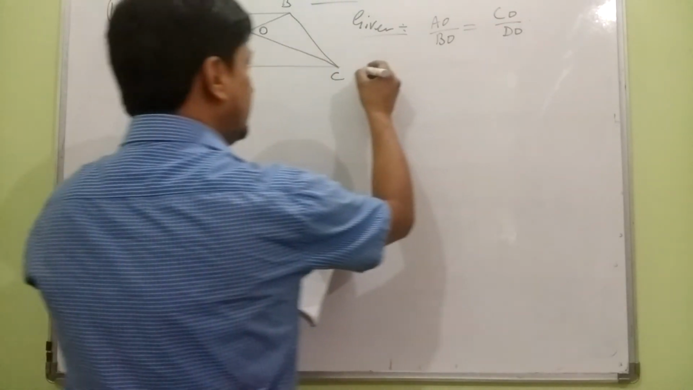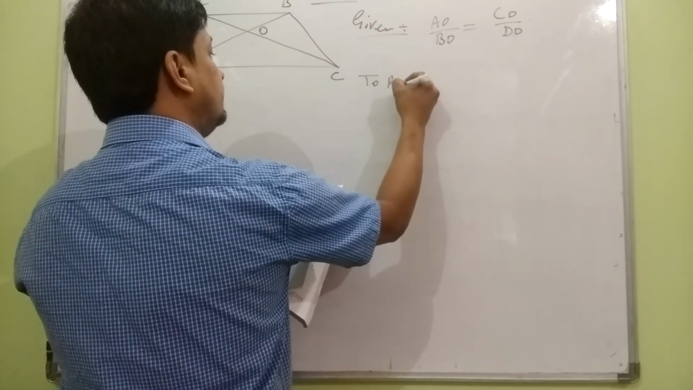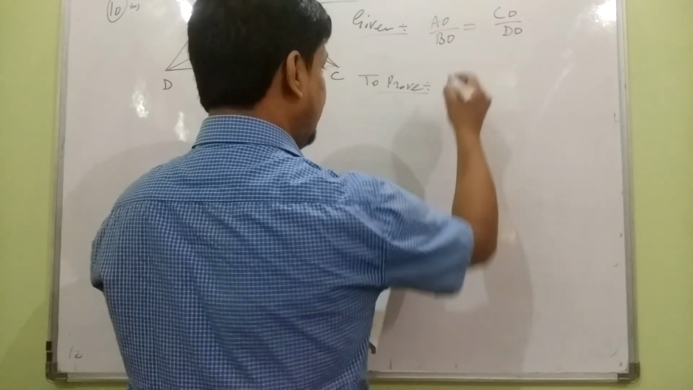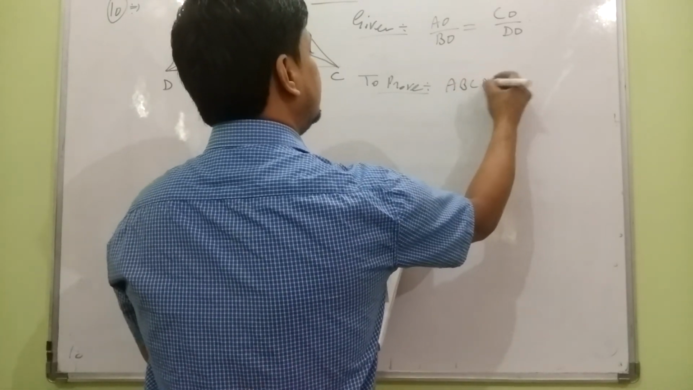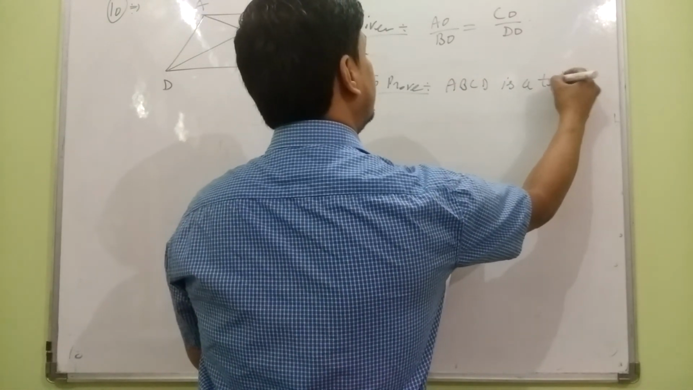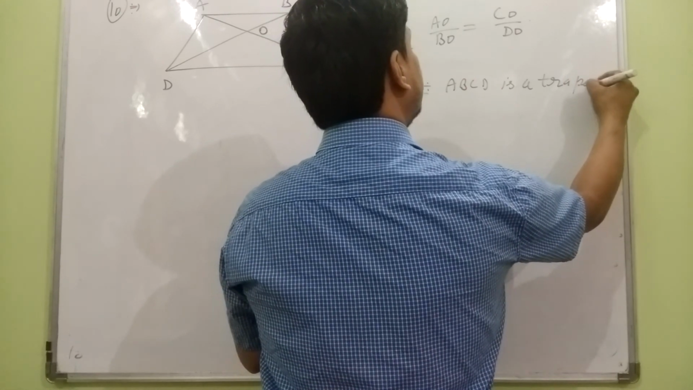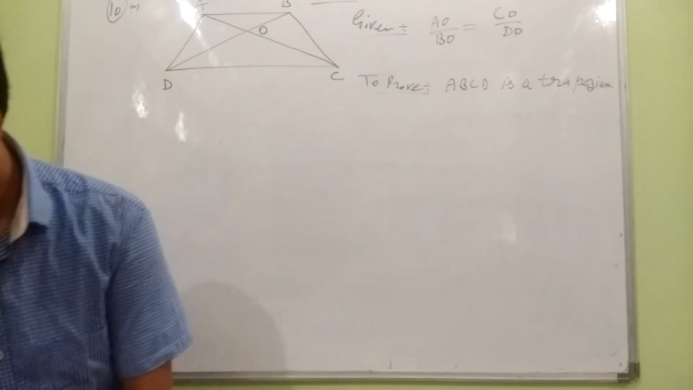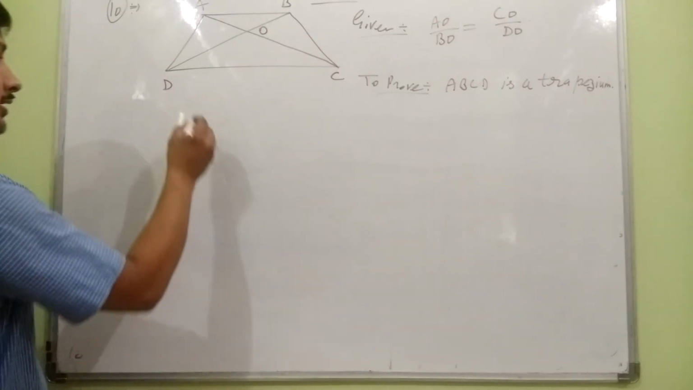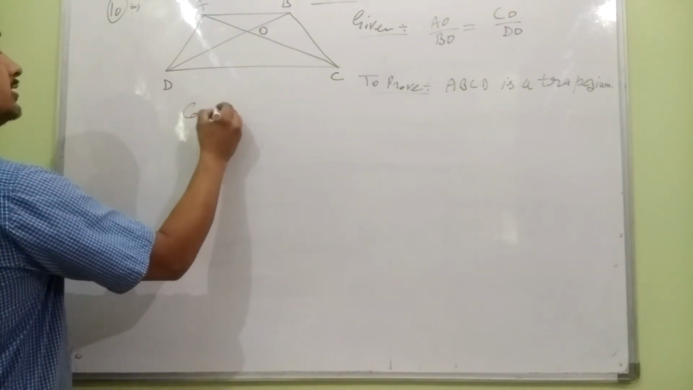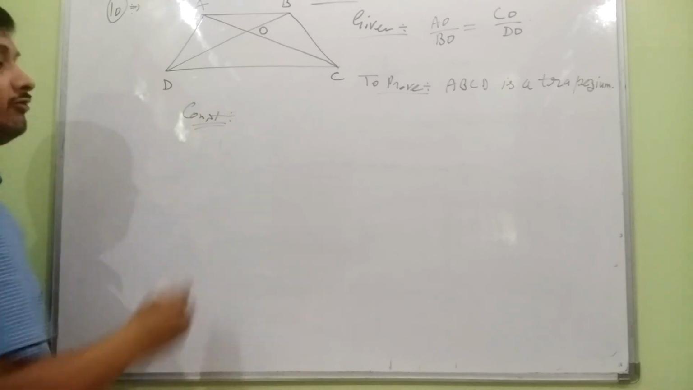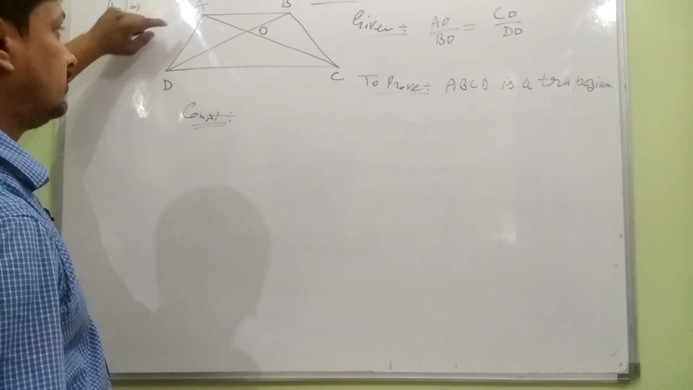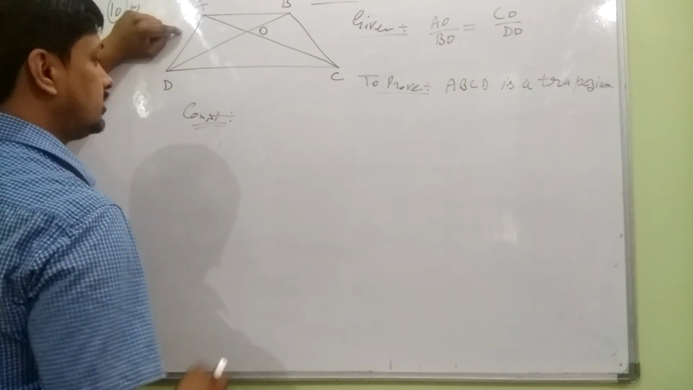And what is to prove? We have to prove that ABCD is a trapezium. In this also we have to do some construction, because we know we have to apply BPT or the converse of BPT. For that we can just do a construction.